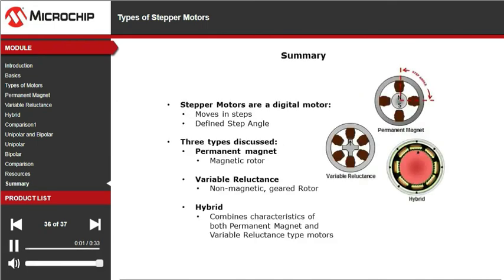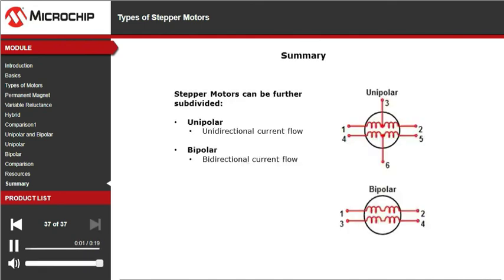In summary, stepper motors by nature are a digital version of a motor moving in distinct steps as defined by their step angle. There are three very different types of motors. One, the very basic permanent magnet stepping motor with its magnetized rotor. Two, the variable reluctance motor that characteristically offers a very high resolution thanks to the geared design of their non-magnetic rotors. And three, the hybrid motors, which offer the best of both worlds, using geared bipolar rotors to generate optimal torque and resolution. Permanent magnet and hybrid motors also offer a choice in winding configurations.